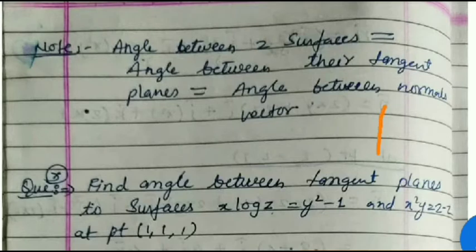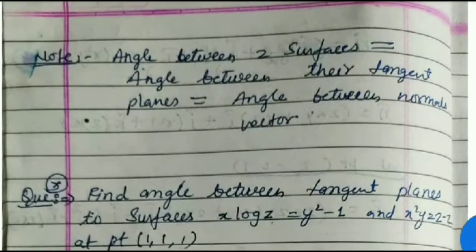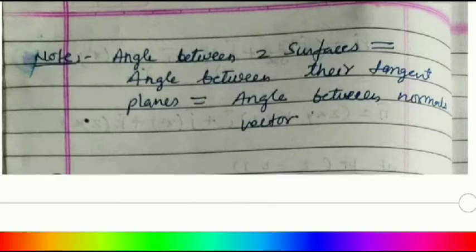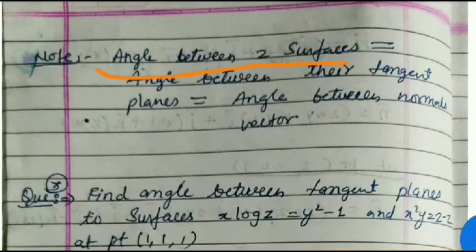Here we can solve one more problem based on normal vector. So first note that the angle between two surfaces equals the angle between their tangent planes, which equals the angle between their normal vectors. These are the same term. Okay, tangent plane, normal vector of two surfaces, these are the same term.